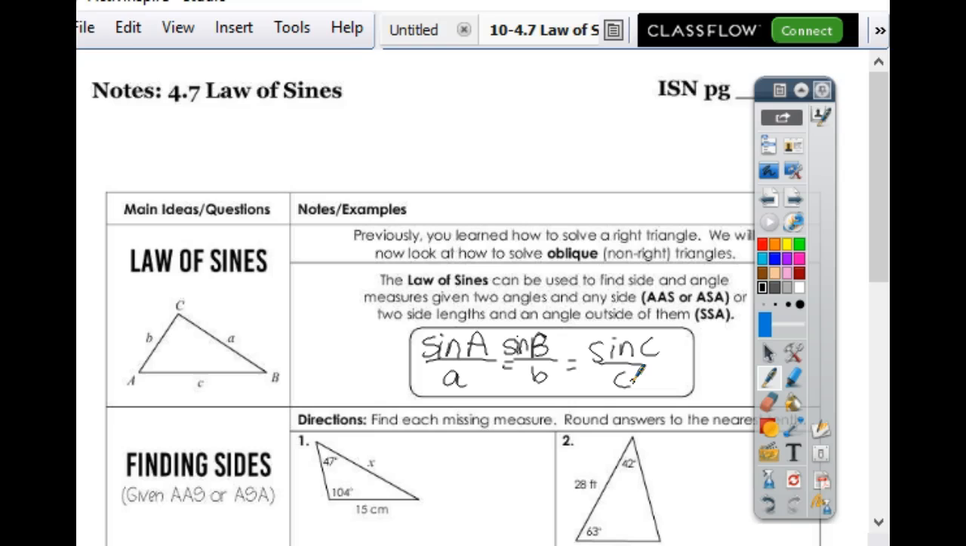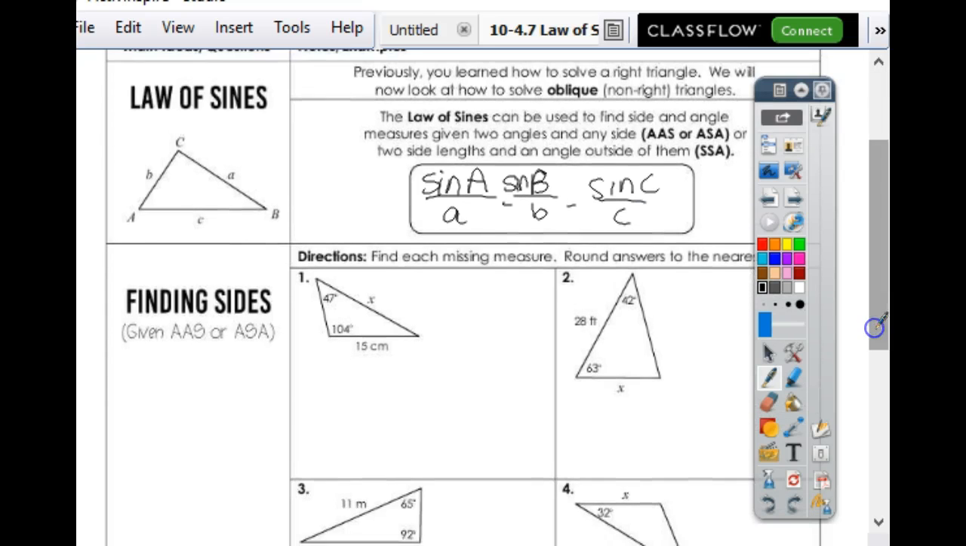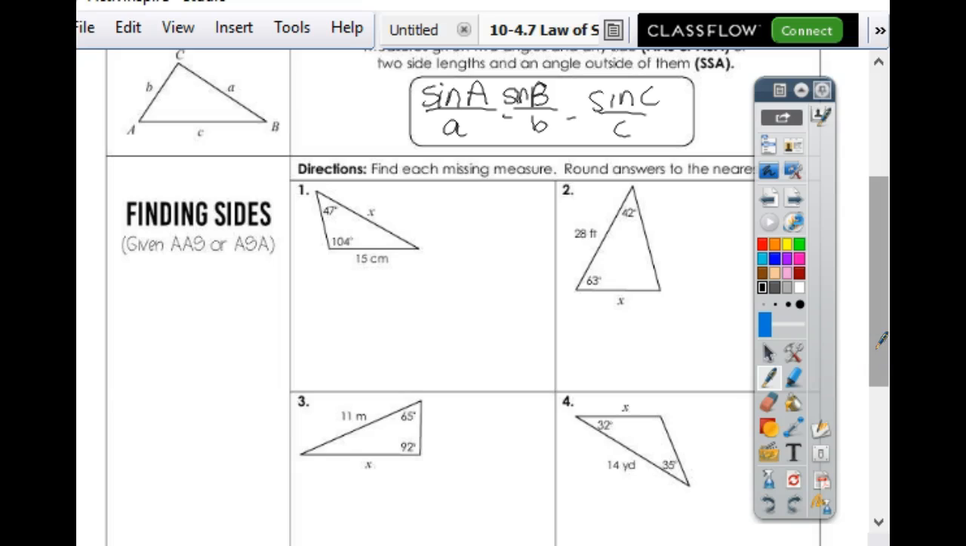So they're proportions, which is why you like it, because this is just a cross multiply. So it's sine of A over side a, sine of B over side b, and sine of C over side c. Okay? Now, there's two cases where we can use this, and it's super easy.